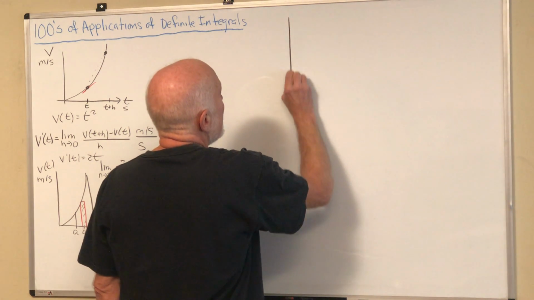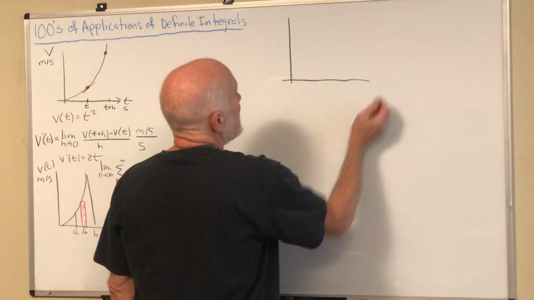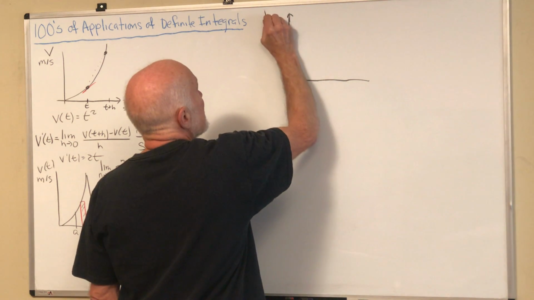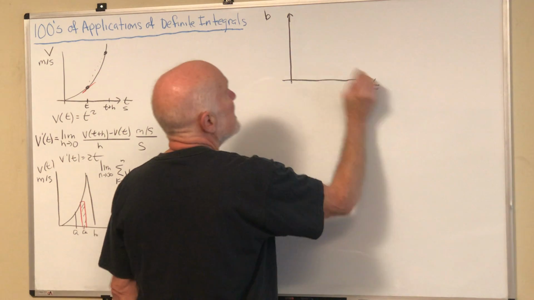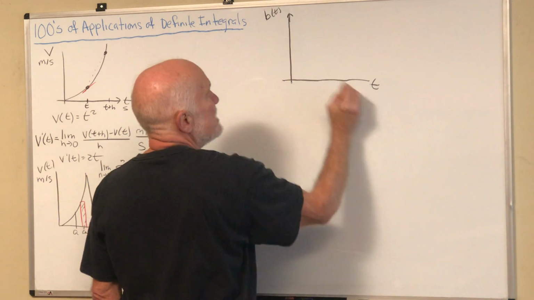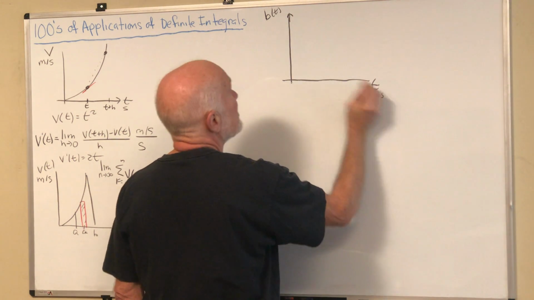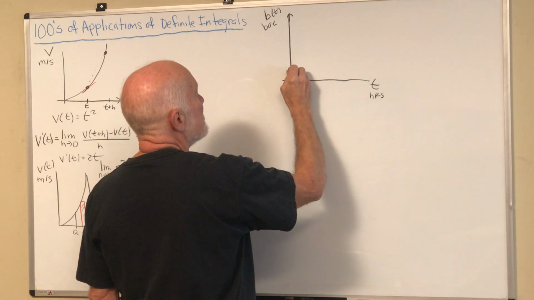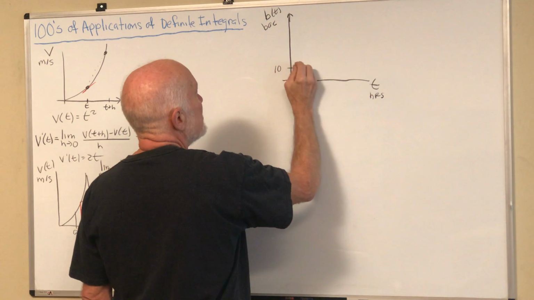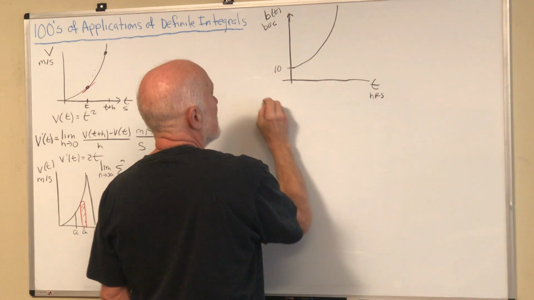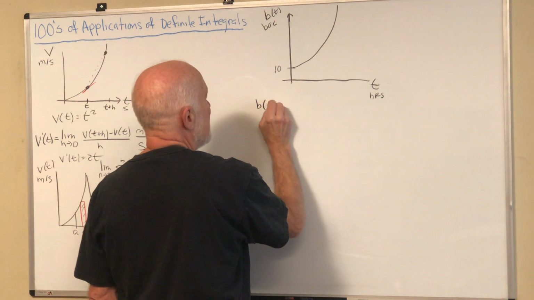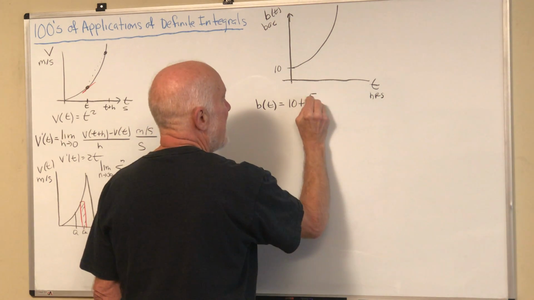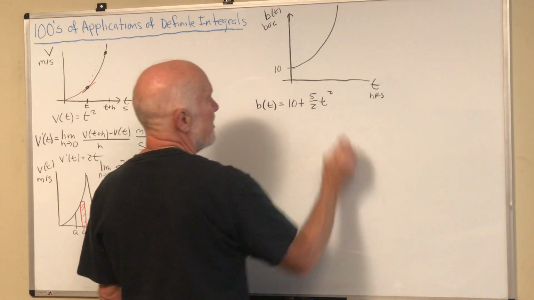Say you had the number of bacteria, B, as a function of t, where t was in hours. And this is in the number of bacteria. And say you had some relationship that B of t was 10 bacteria plus 5 halves t squared.